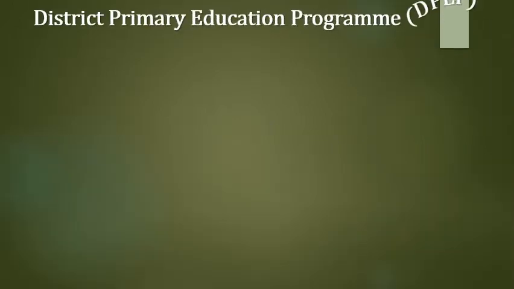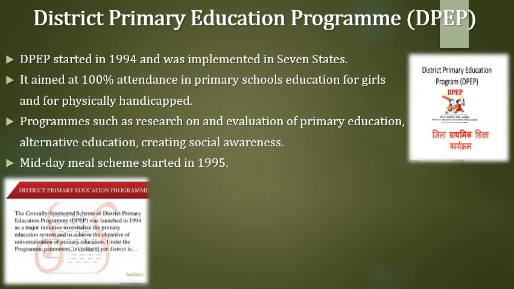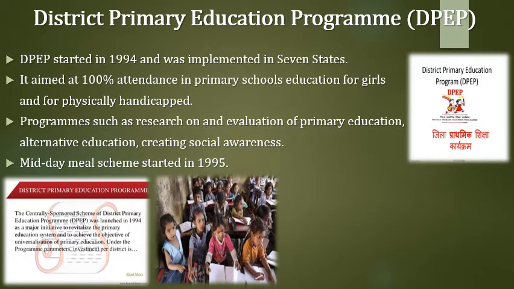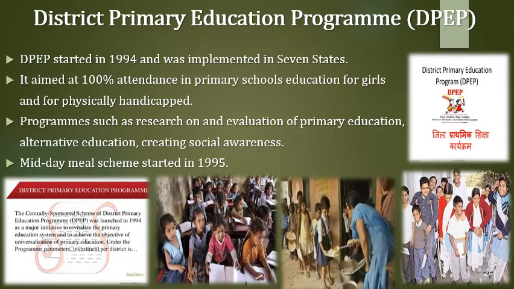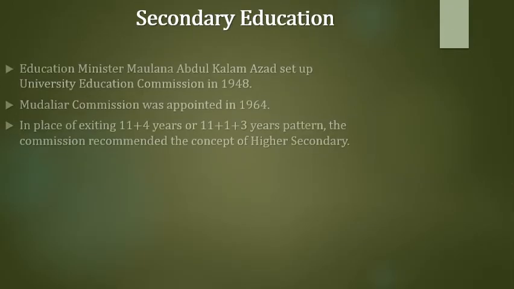District Primary Education Program was started with the objective of universalization of primary education. The plan included 100% attendance in the primary schools. It also included education for girls and for the physically handicapped. The midday meal scheme was started in 1995 to provide the proper nourishment for students. Let us know about secondary education.